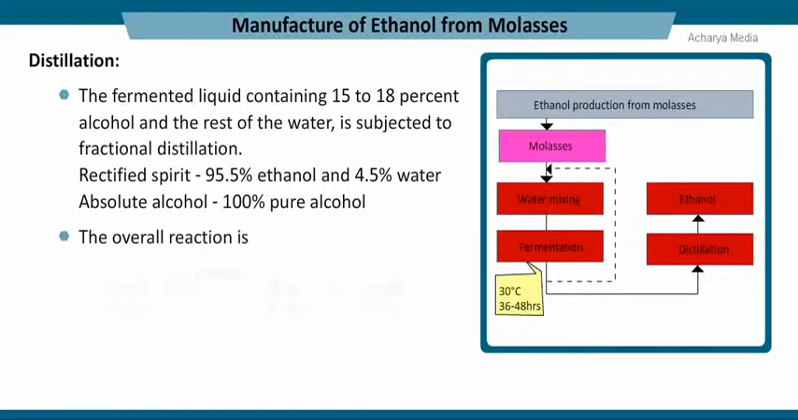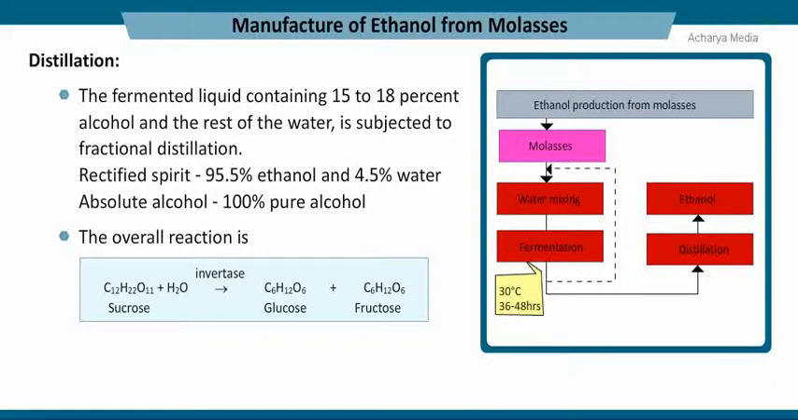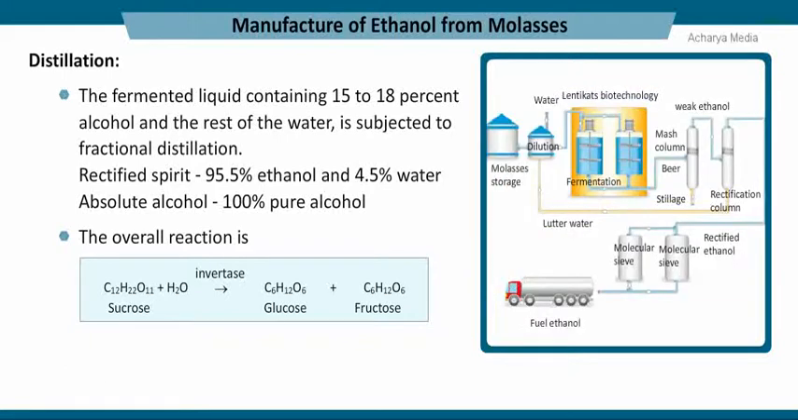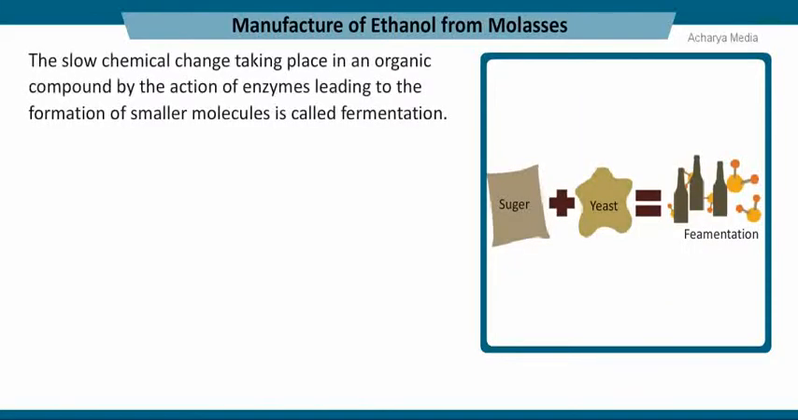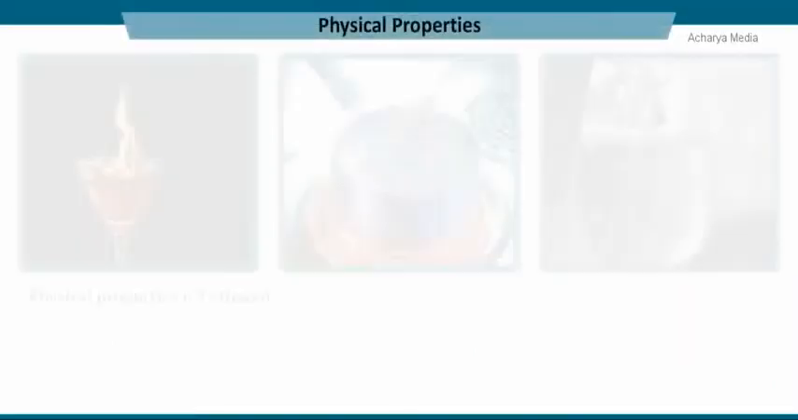The overall reaction is C12H22O11 + H2O gives C6H12O6 + C6H12O6. C6H12O6 gives 2C2H5OH + 2CO2. The slow chemical change taking place in an organic compound by the action of enzymes leading to the formation of smaller molecules is called fermentation.